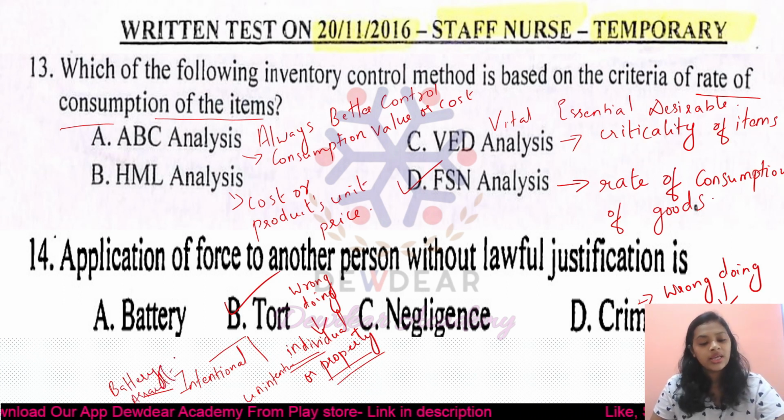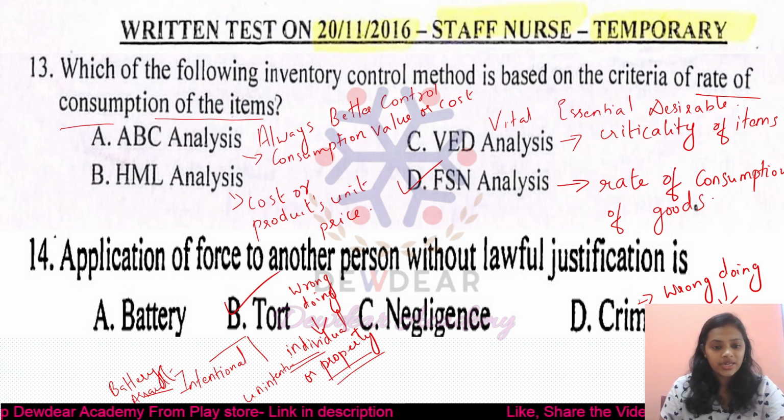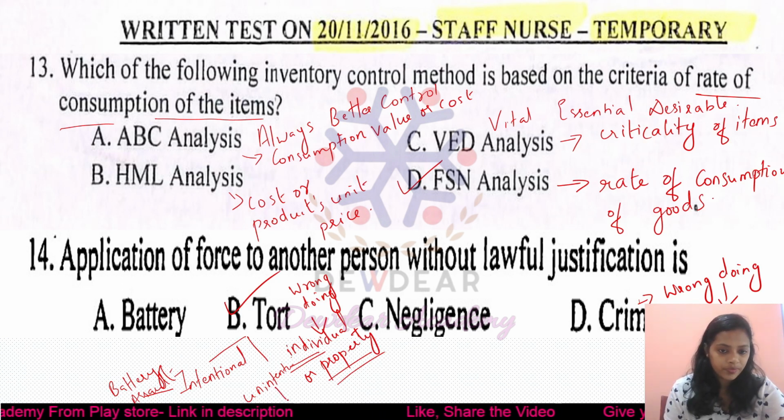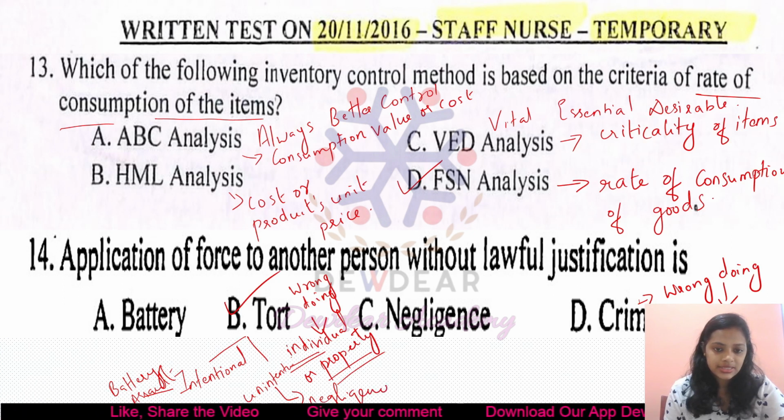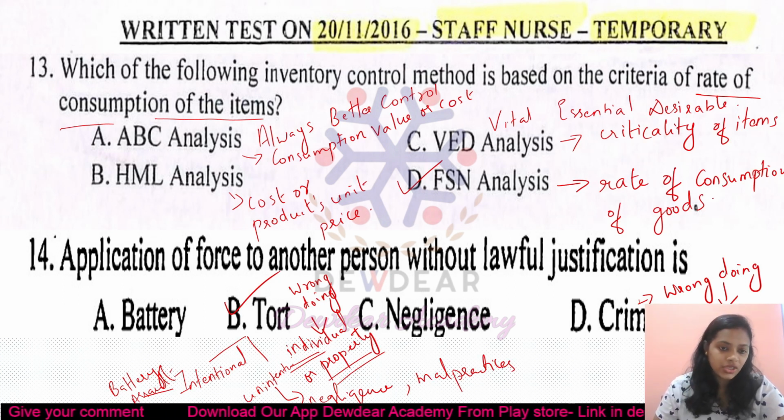Battery and assault. Then unintentional tort examples are negligence and malpractice. Negligence and malpractice are examples of unintentional tort.